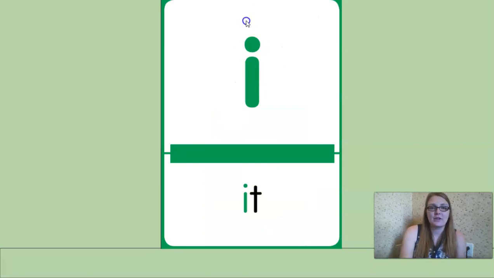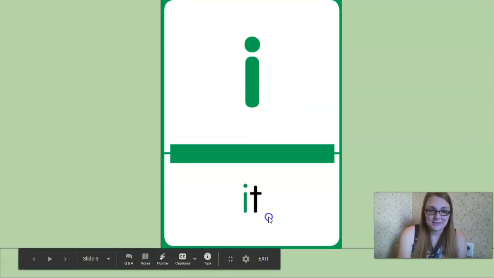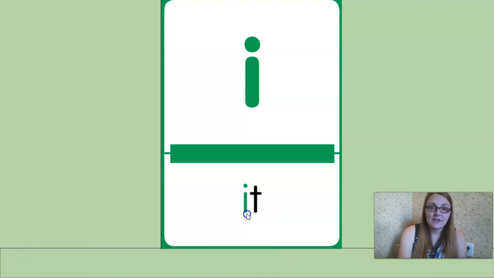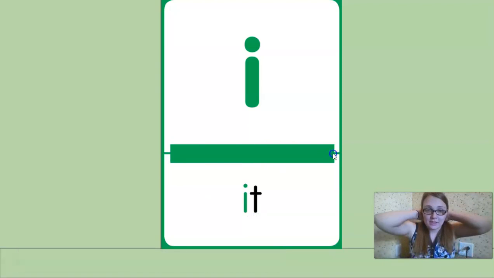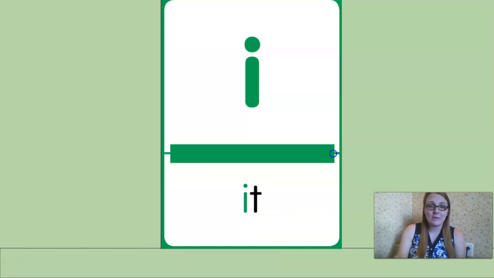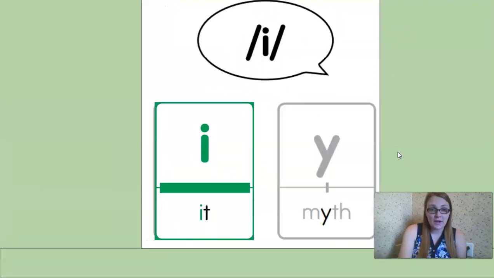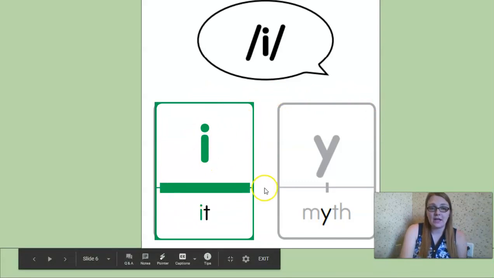Our next card, what letter do you see here? Good, letter I. Our word is it. In the word it, the letter I says I. And if you look at this power bar, that's a very, very common spelling, although not the only one, for the sound I: the letter I. So we'll add that to our chart as well. So if you hear the sound I in a word, most of the time it will be spelled with the letter I.